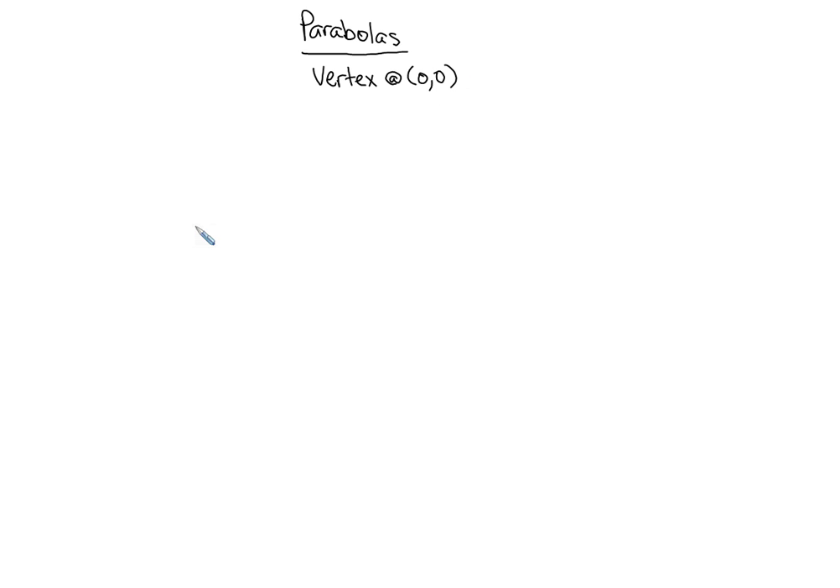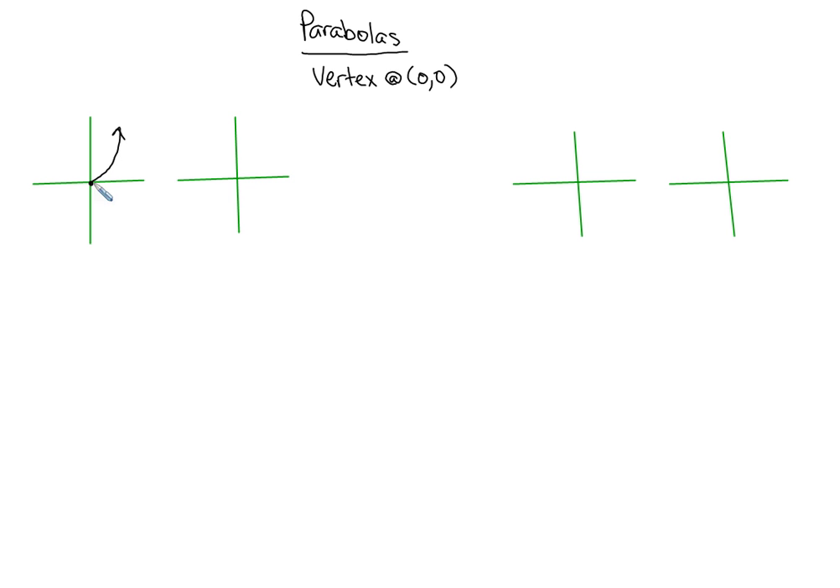With your vertex at 0, 0, it gives rise to two different basic general standard form equations of our parabola. Which equation you're going to be working with depends on which way the parabola opens. There are 4 possible directions. We can have parabolas that start at the vertex at 0, 0 and open upward, and parabolas that open downward.